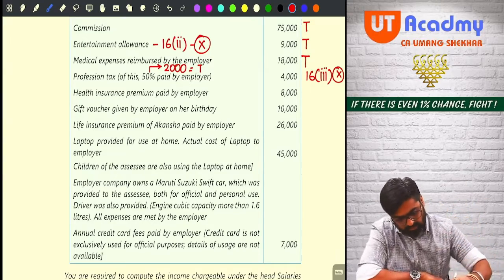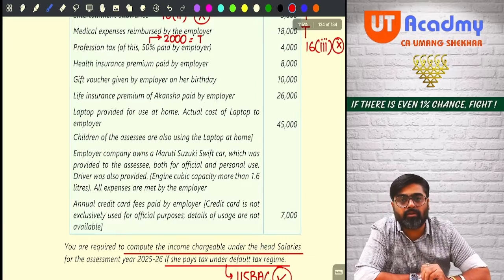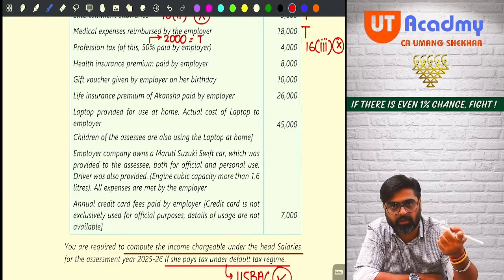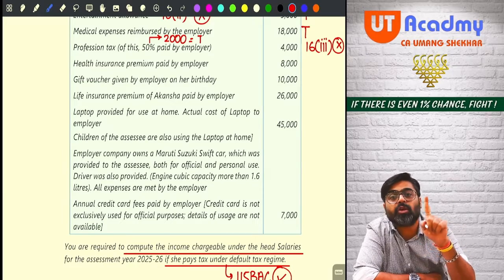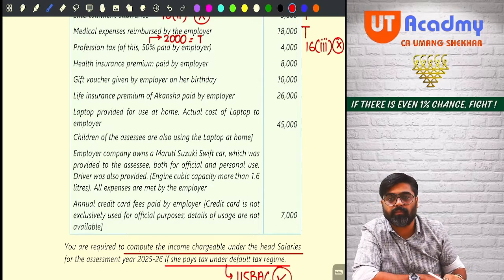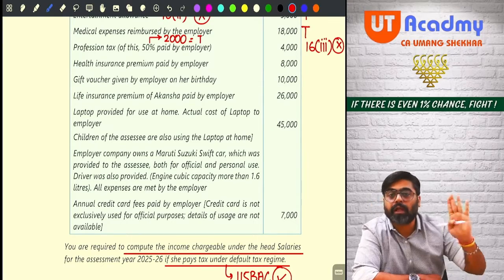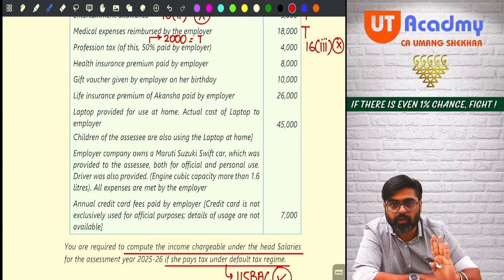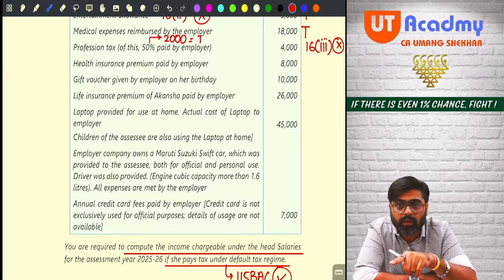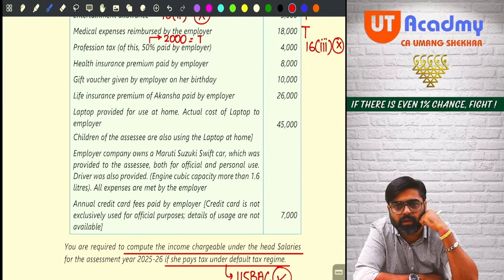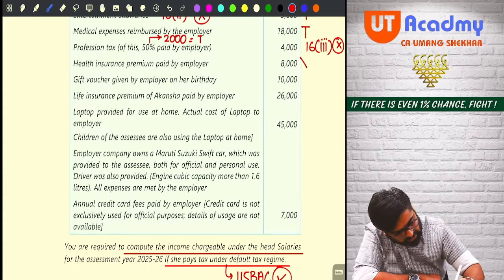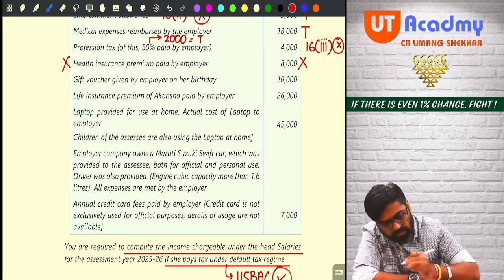Understood? Next one. Health insurance premium paid by the employer. See, whenever the employer pays the health insurance premium, in the medical facility only I am going to explain this. If the health insurance premium is paid to the insurance company for your health insurance policy, that is not a taxable perquisite, that is a fully exempt perquisite for you. So if the health insurance premium is paid by the employer, it must be paid for your health insurance policy only. Is it a taxable perquisite? No, it is a fully exempt perquisite, meaning that this 8,000 will not be taxable for her. This health insurance premium will not be taxable for her.